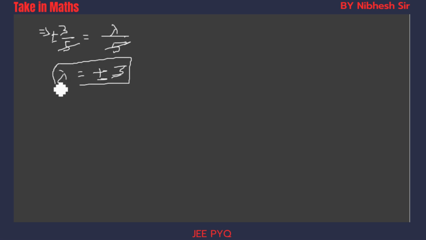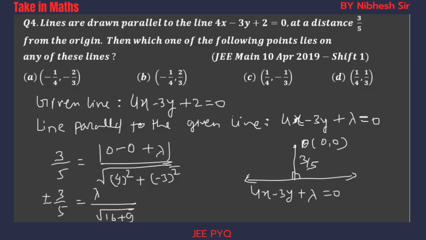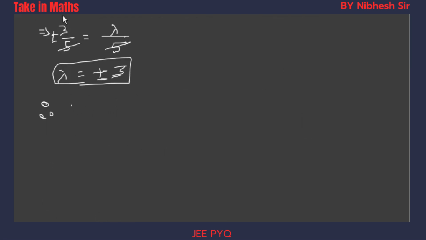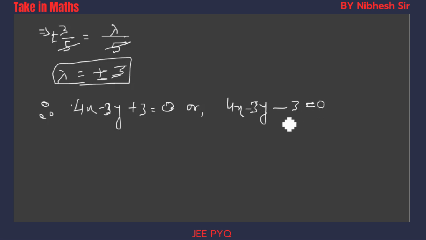Therefore the equation of line is 4x minus 3y plus lambda, so 4x minus 3y plus 3 equal to 0, or 4x minus 3y minus 3 equal to 0. So these two lines are parallel to the given line.